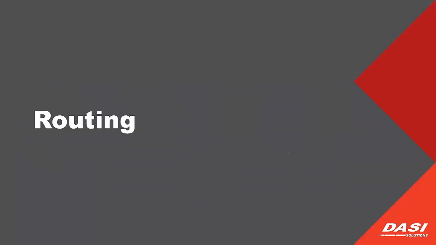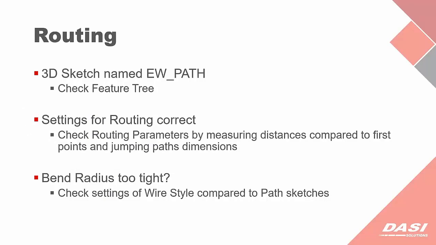Let's actually get into the routing aspect now. With the routing aspect, what we are talking about here is going ahead and checking the feature tree to make a 3W, an EW path. Excuse me for 1 second. We are also going to make sure that when we go ahead and say to route, we are going to route and check those parameters. Those parameters are actually key as well.